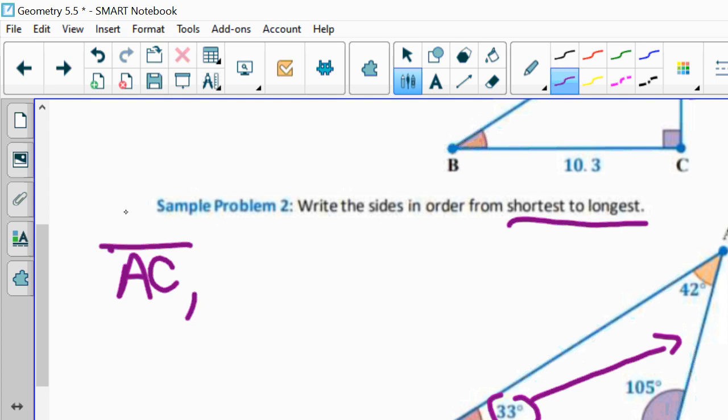Then we go to 42, so across from 42 is side BC. And 105 is our biggest angle, so across from that, side AB.